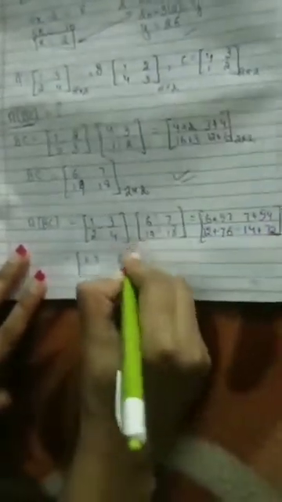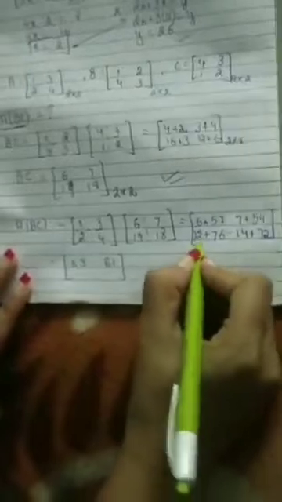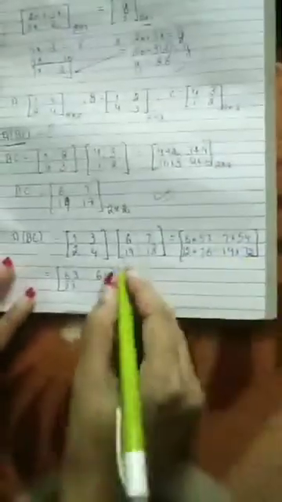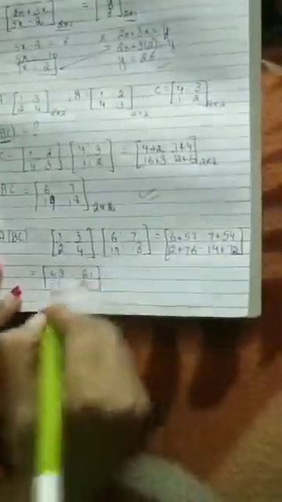So solving this, what I am getting is 6 plus 57 is equal to 63. 7 plus 54 is equal to 61. 12 plus 76 is equal to 88. And 14 plus 72 is equal to 86. This is a 2 rows, 2 columns matrix which is A of BC, right?